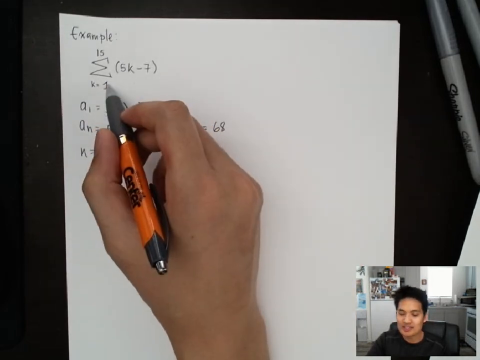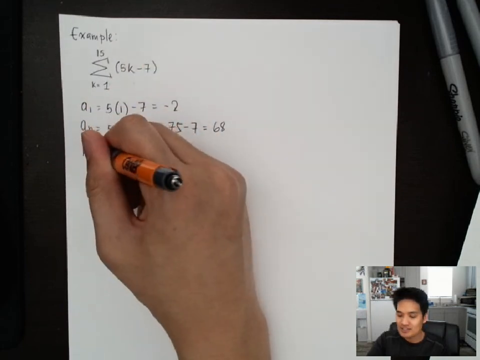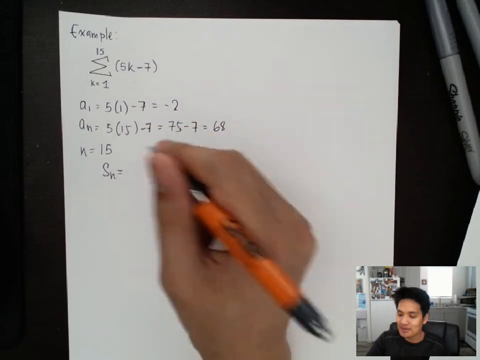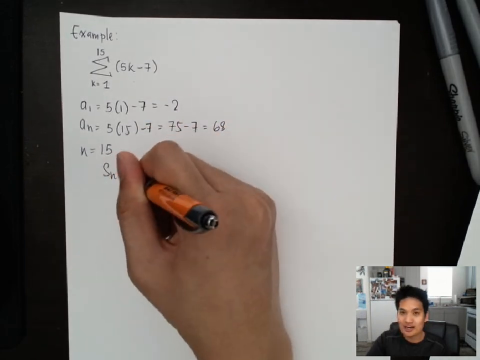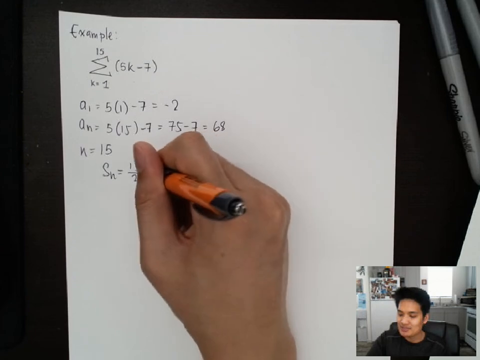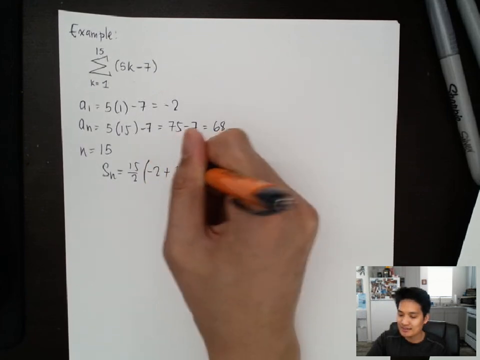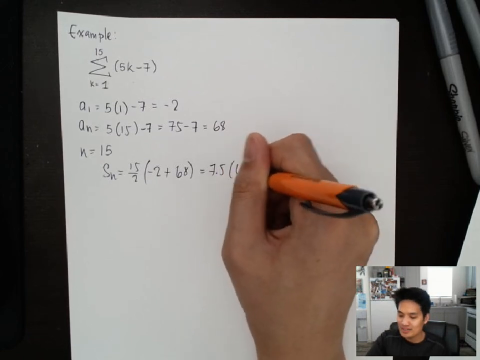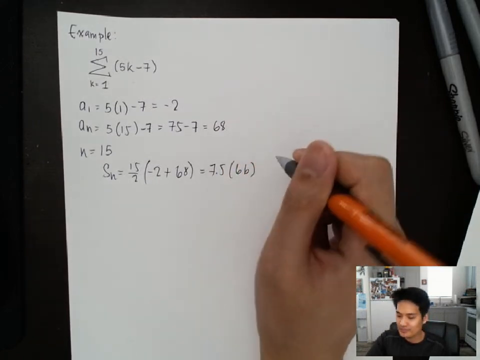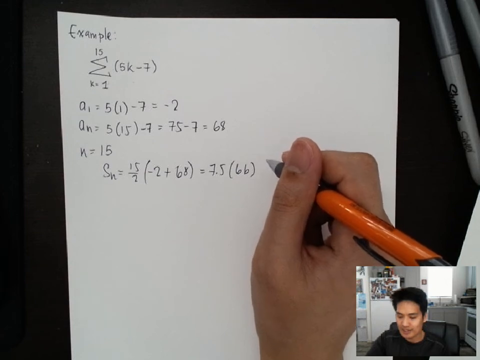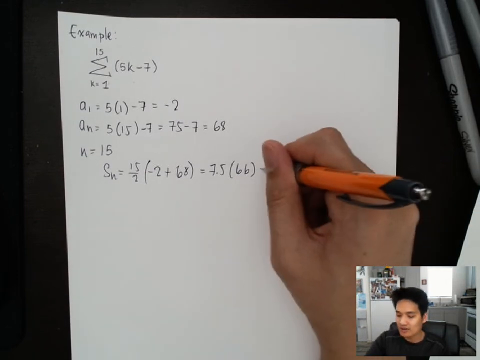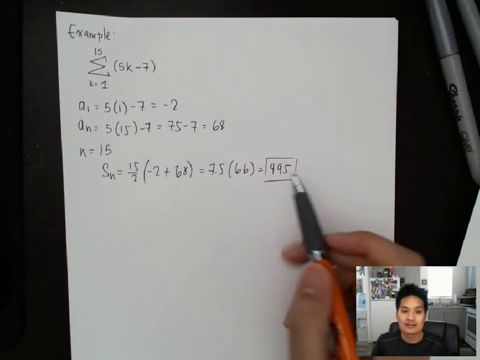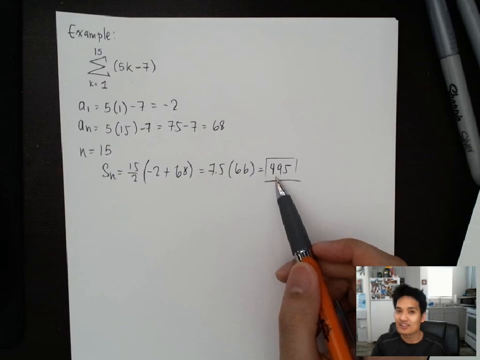And our number of terms in this case from 1 to 15, that's 15 terms. So using our equation again, we end up getting 15 divided by 2 times negative 2 plus 68, which gives us 7.5 times 66. And if we do some quick calculations, we end up getting 495 as the sum of the arithmetic series.